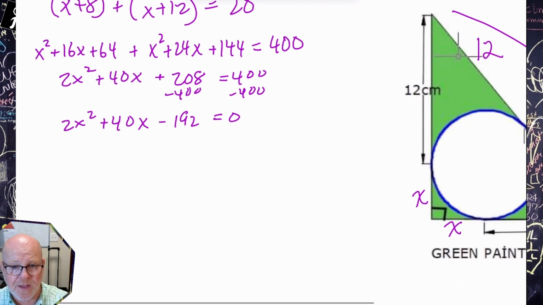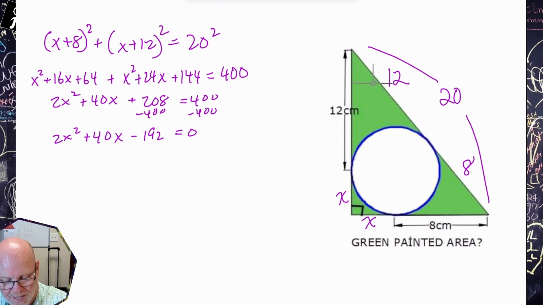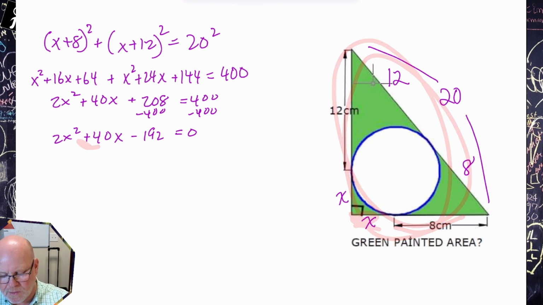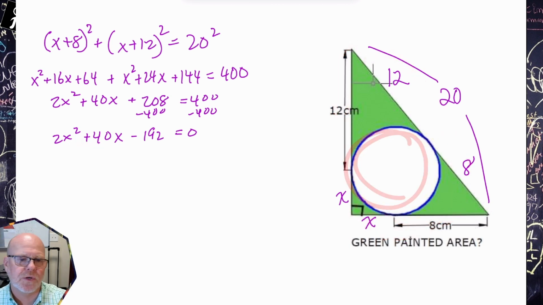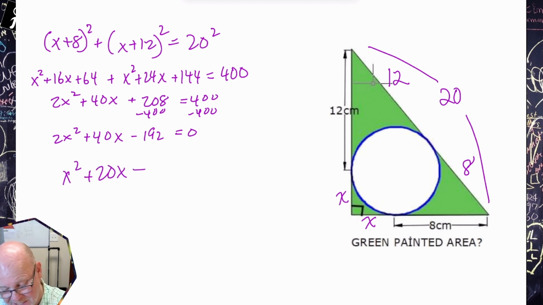All right, so now we have to keep going, because basically what we're trying to do is find the value of x. Once we get x, that's going to help us figure out the area of the triangle. It's going to help us figure out the area of the circle, and then we can subtract. So we're just going to keep chugging away. I'm going to divide everything by 2. That gives me x² + 20x - 96. Is that right? 96. Yeah, 96.